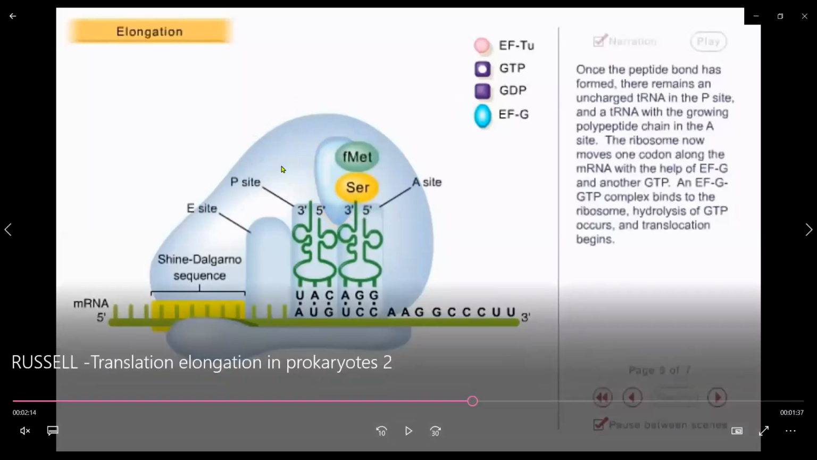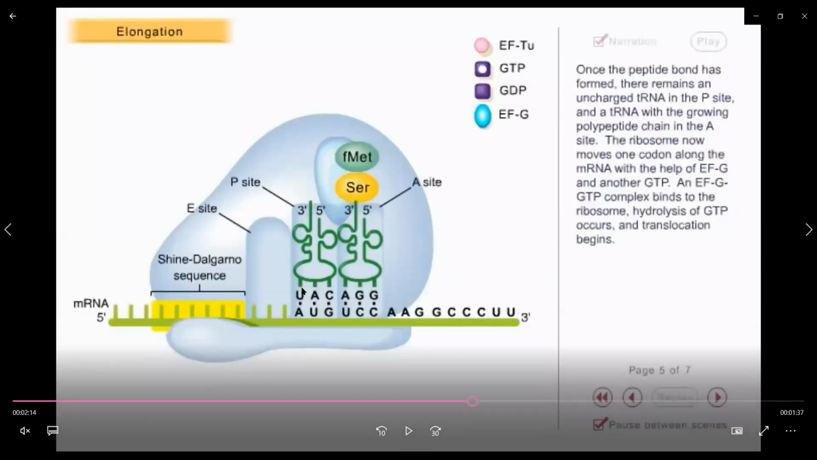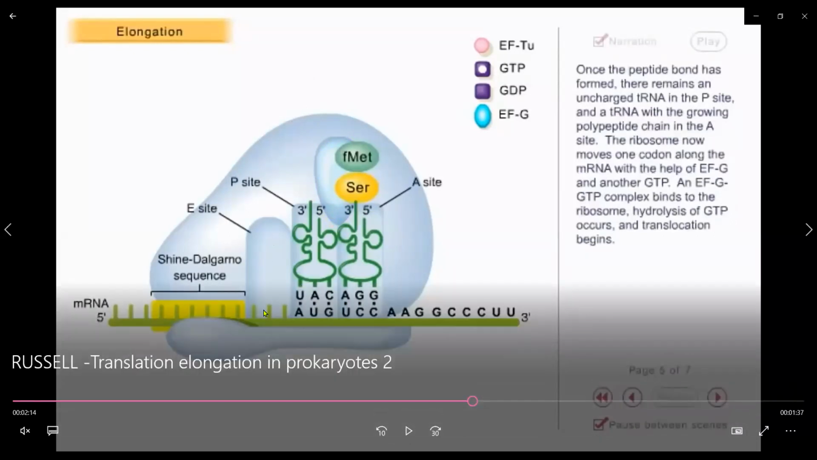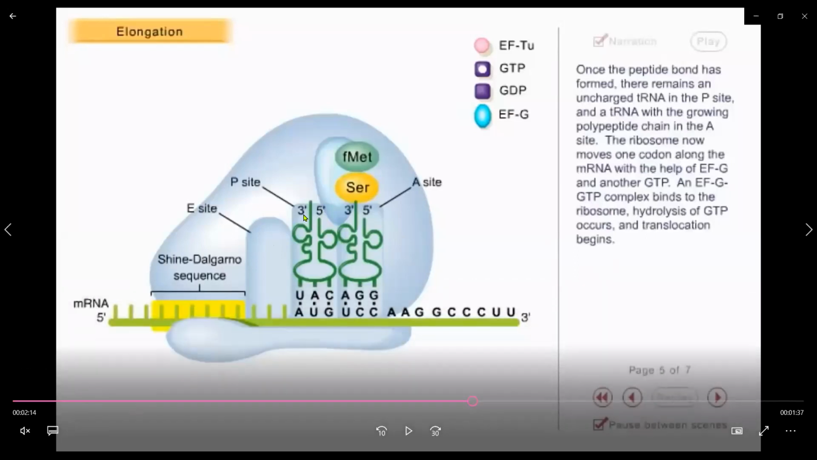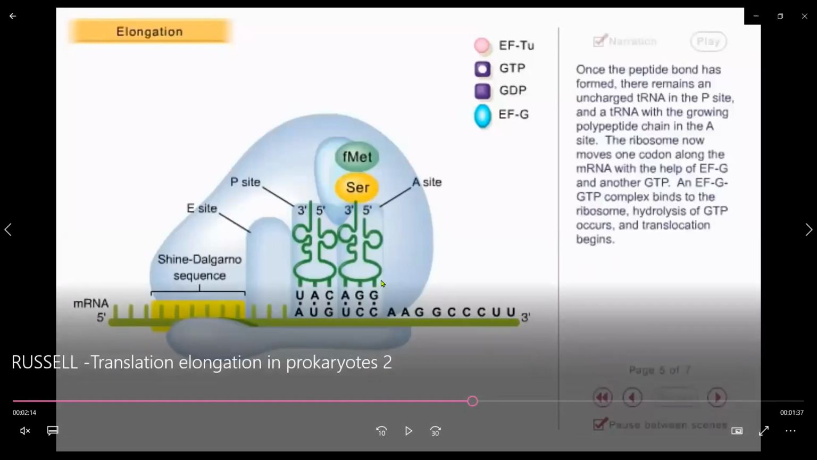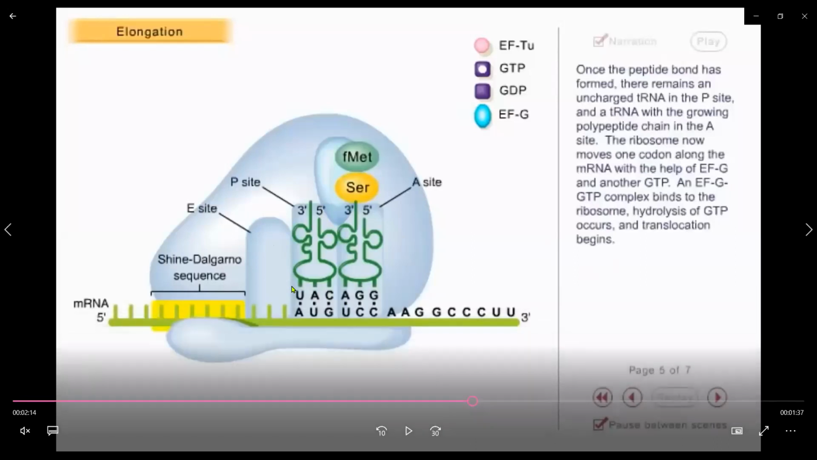Now, look at the position of the ribozyme. We have a P site, which is now containing a tRNA whose amino acid has been removed. We now have an E site, which is empty. And we now have an A site, which is now containing the growing polypeptide. So the next thing that happens is that once the peptide bond is formed and there is an uncharged tRNA in the P site, and a tRNA with a growing polypeptide chain in the A site, the ribosome will now move one codon.